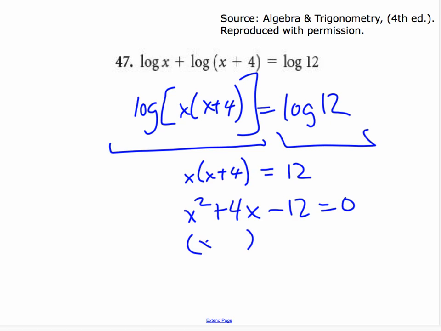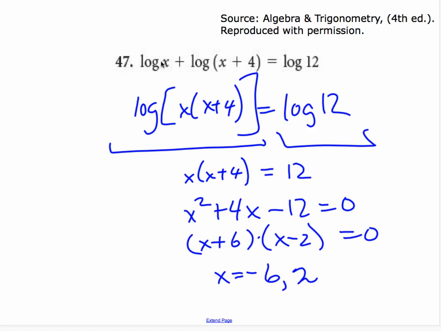Factor, probably x plus 6, x minus 2 equals 0. Is that right? Yeah, that's right. So again, zero property, something times something equals 0. Either this is 0 or that's 0. So x plus 6 is equal to 0, so x is a minus 6 or a positive 2.